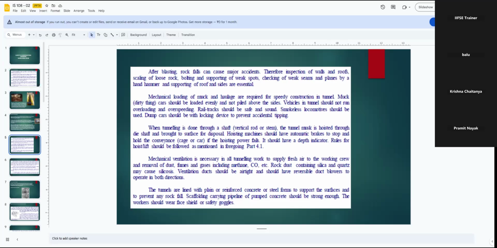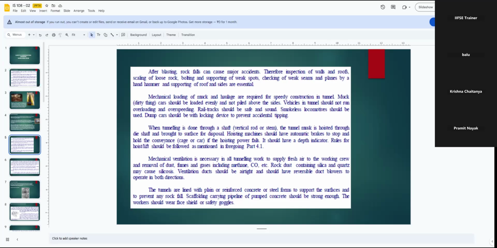If you see railways, we have goods trains, and coal is transported by rails. In the same way, here also we use smaller or bigger cars, which load the muck or waste. And they should not be overloaded or overspeeding. And smokeless locomotives should be used, and dump cars should have a locking device to prevent accidental tipping. Even smokeless locomotives, this is smokeless locomotives.